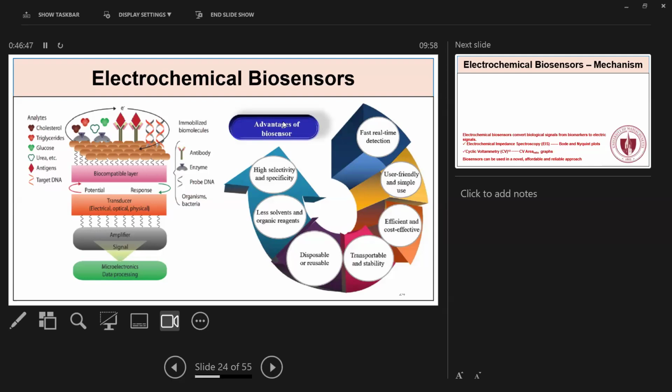High sensitivity and specificity. Analytes or the proteins in the sample: in sweat there is some excretion of proteins, in saliva there is protein, and in blood there is protein. So here we focus on antigens as the analytes. Okay. Advantages of biosensor: it is highly selective and specific, uses fewer solvents and organic reagents, and is disposable and fast. It detects very fast, is user-friendly, efficient and cost-effective, transportable, and stable. You can imagine, right? It's just a chip, a normal chip.